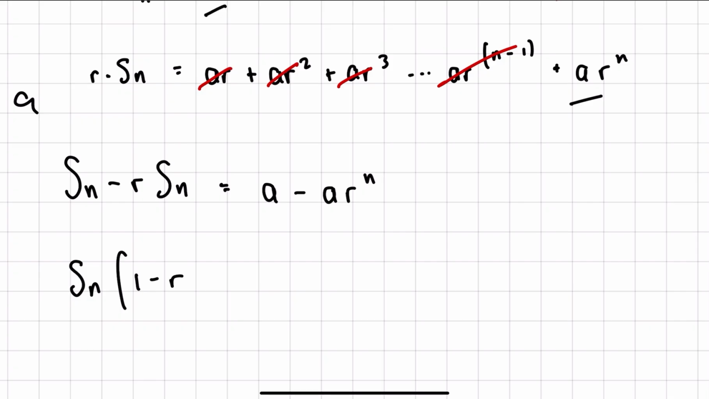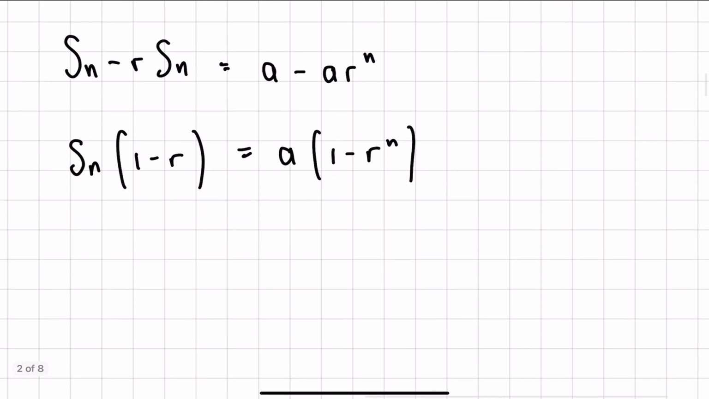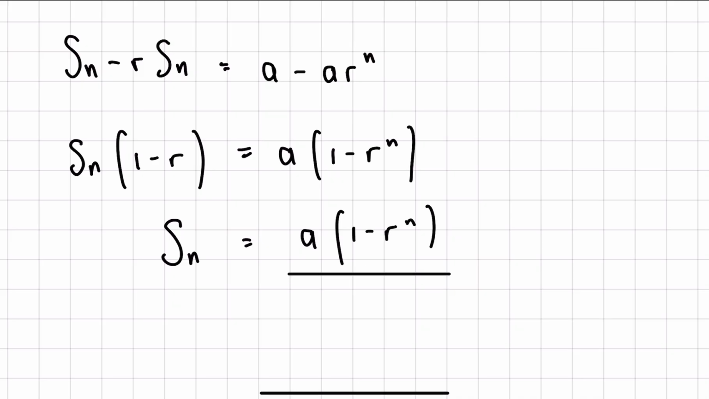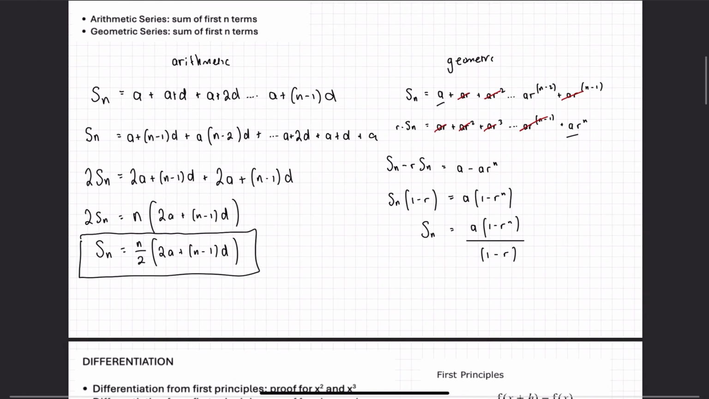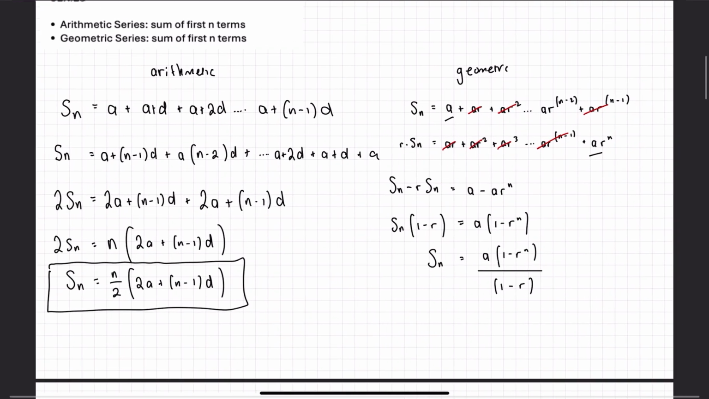1 take away r. And let's factor out the a, 1 take away r to the n. So your sum of your first n terms is a times 1 minus r to the n all over 1 take away r. And we're done. That's your formula. Proved it. Okay, there we are. So the sum of the first n terms, arithmetic and geometric. I'll put a box around it. And we're done. Okay, let's move on.